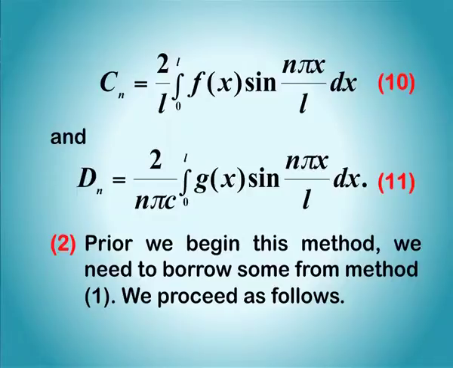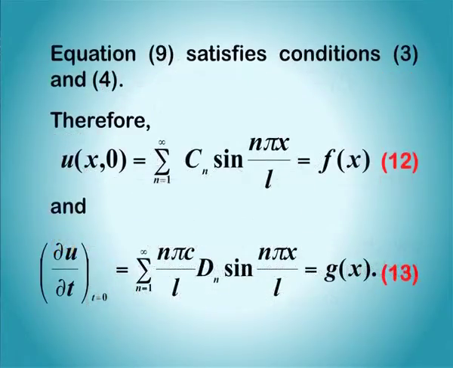Prior to beginning this method, we need to borrow something from method 1. Method 1 means separation of variables. We proceed as follows. This equation 9 of which we were talking just now satisfies conditions 3 and 4. And therefore, equation 12 can be written, very easy to look at. If you calculate with your pencil and paper, you will arrive at equation 12 and equation 13 as well. Simply put those values and we arrive at these results. What happens then is this one.